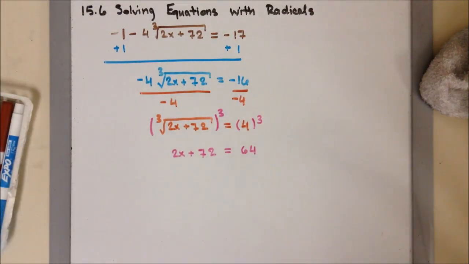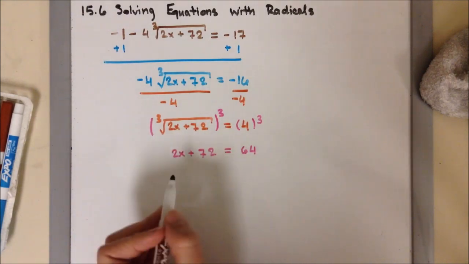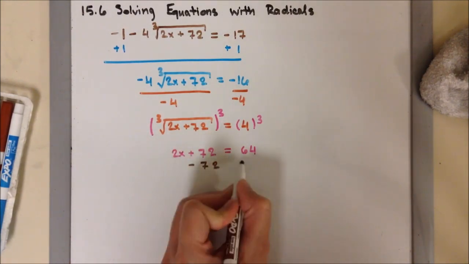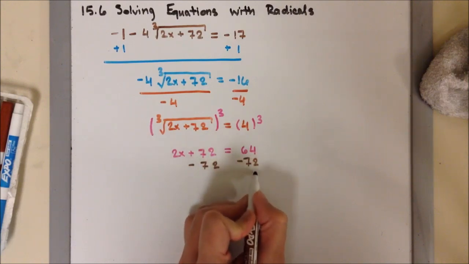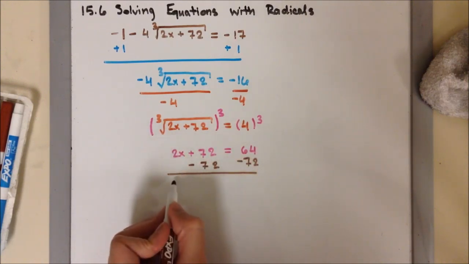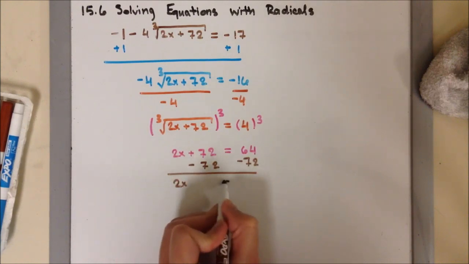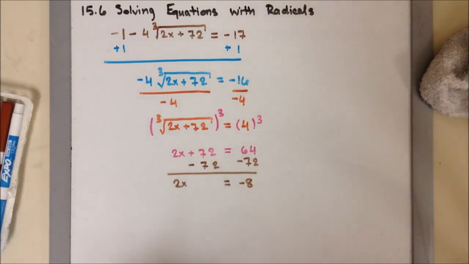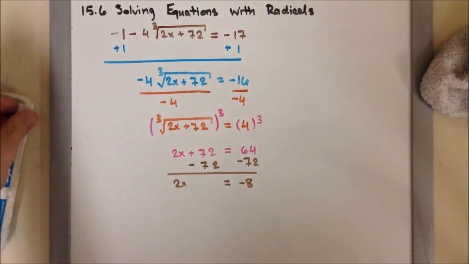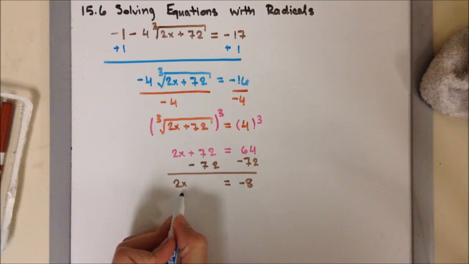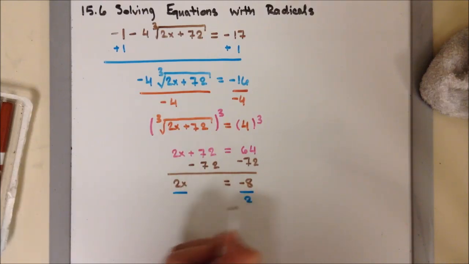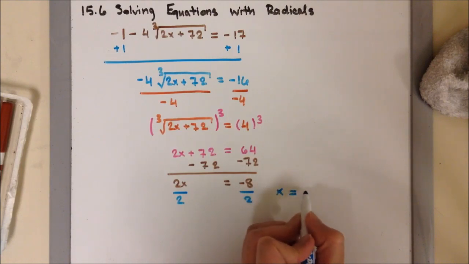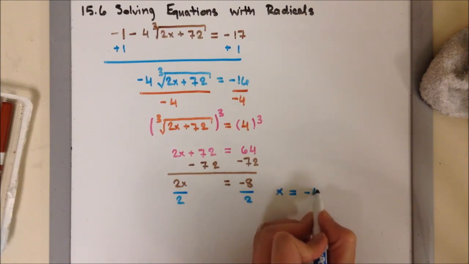After that, what I'm going to do is solve just like a regular equation. I'm going to subtract 72 on both sides. So I'm going to have 2x equal 64 minus 72, which is -8. And then I'm going to divide both sides by 2 so I can solve for x. Then I'm going to have x equal -8 divided by 2, which is -4.